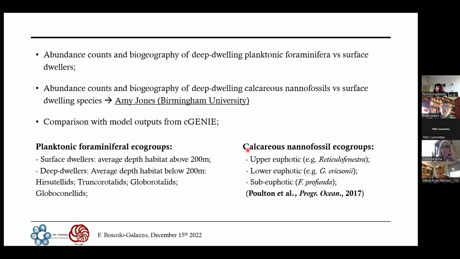Just to give you some examples, in the upper euphotic group, we have Reticulofenestra species. In the lower euphotic group, our representative species is Gephyrocapsa oceanica, and the sub-euphotic group is largely made by Florisphaera profunda.